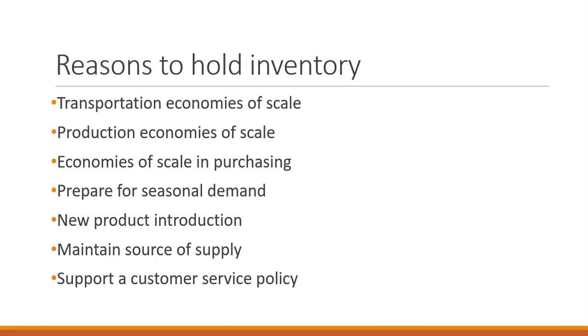Economies of scale in purchasing. So this is like bulk purchasing discounts. If you buy one, it costs this much. If you buy 50, we'll give you a discount. If you buy 100, we'll give you an even better discount. And if you buy 1,000, we're going to give you the best discount that we can think of. Okay?